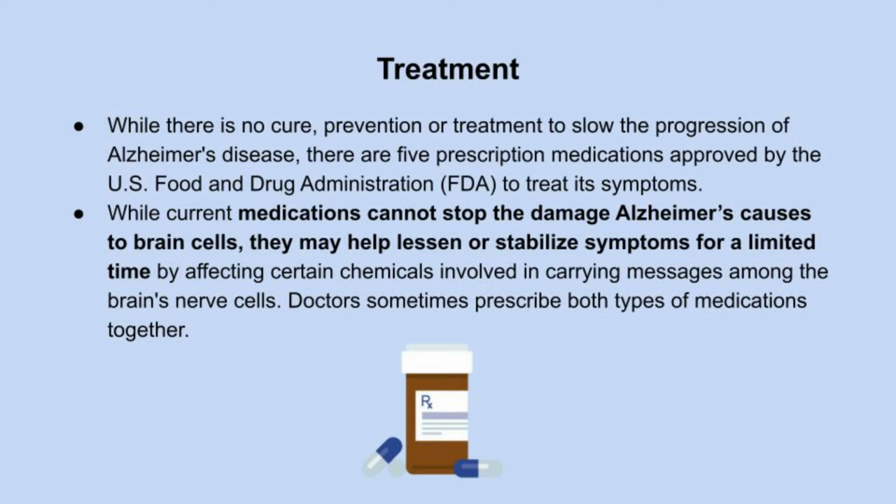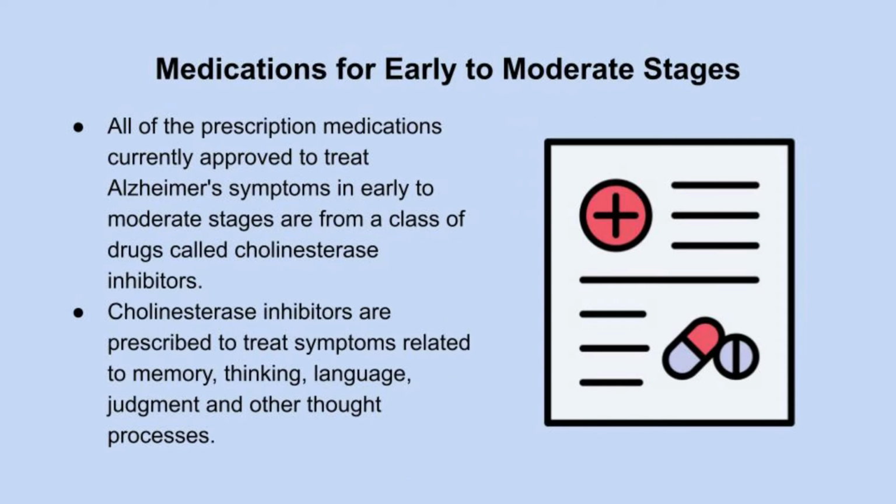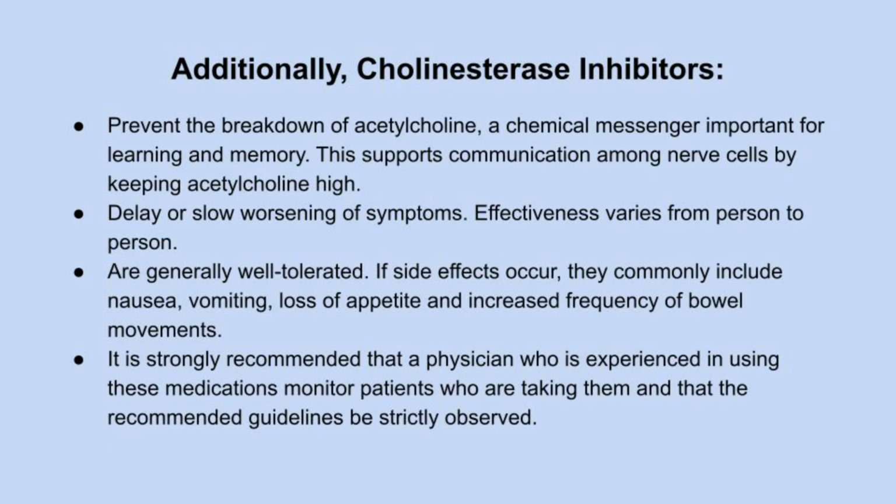So doctors sometimes can prescribe both types of medications together. So, medications for early to moderate stages. All of the prescription medications currently approved to treat Alzheimer's symptoms in early to moderate stages are from a class of drugs called cholinesterase inhibitors. Cholinesterase inhibitors are prescribed to treat symptoms related to memory, thinking, language, judgment, and other thought processes.